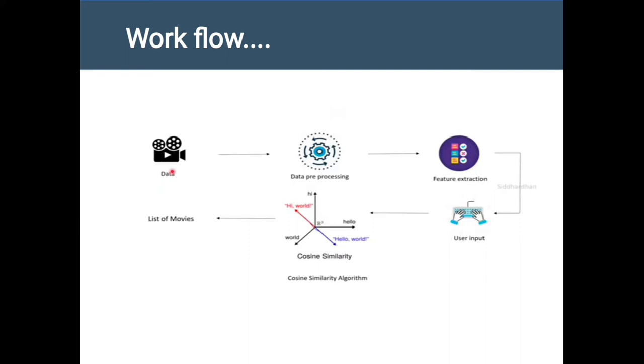Next is feature extraction. Feature extraction refers to the process of transforming raw data into numerical features. Applying machine learning on numerical features is better than applying it directly to the raw data. After feature extraction, next is the user input. Here we give the input, and using cosine similarity, we find the similarity between the user input movie and each and every movie present in the dataset. After getting the similarity scores, we get the list of movies which are very similar to the user input.